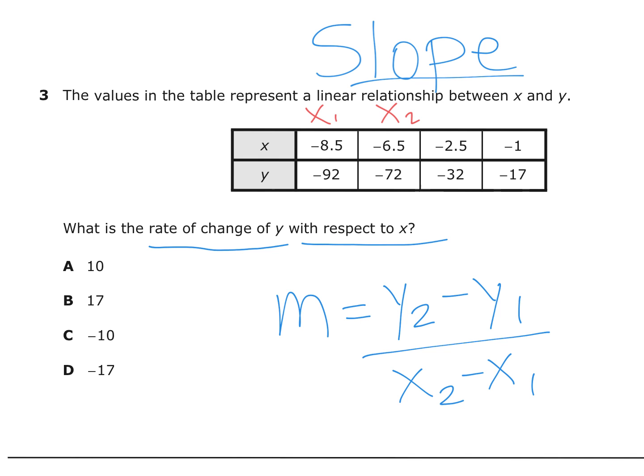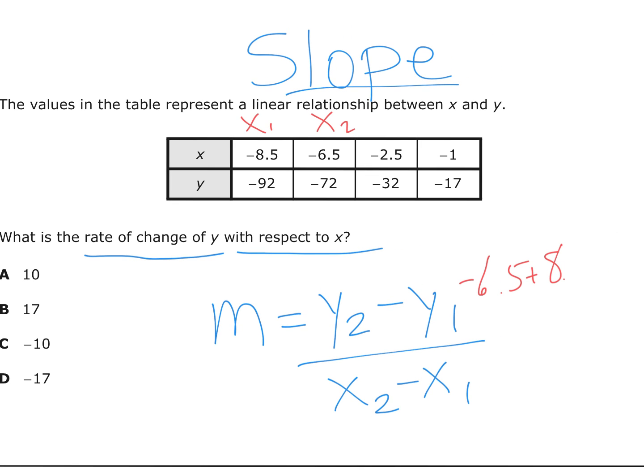And so if we subtract negative 6.5 minus a negative, minus a negative becomes plus 8.5. Let me slide this over a little bit.